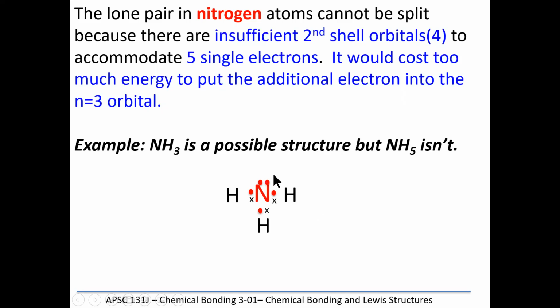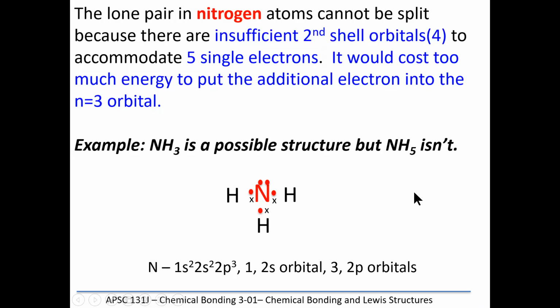So this pair of electrons tends to stay together in this case because nitrogen only has 2 energy levels. It can only put 8 electrons in that second energy level. We can't put 10. So we couldn't form 5 equivalent bonds with 5 hydrogens with 10 electrons. There'd be too much repulsion of those 10 electrons in that second energy level.